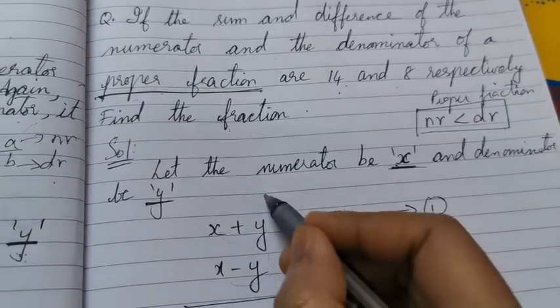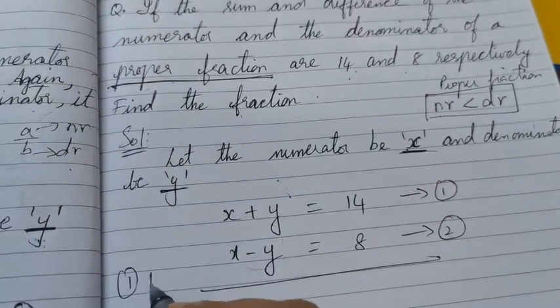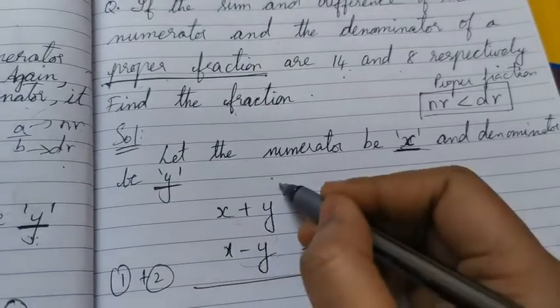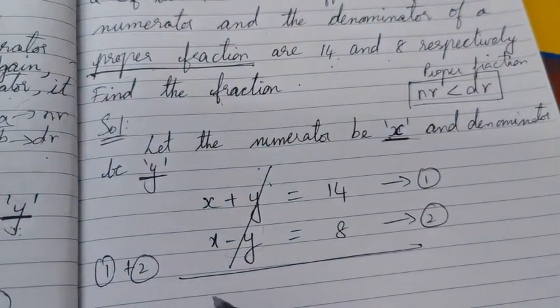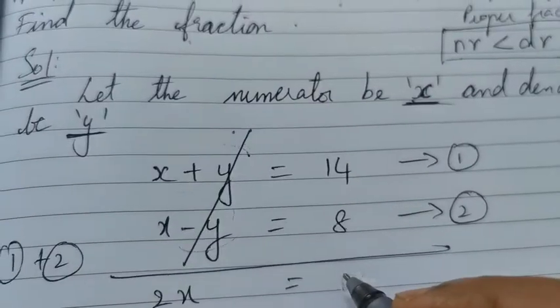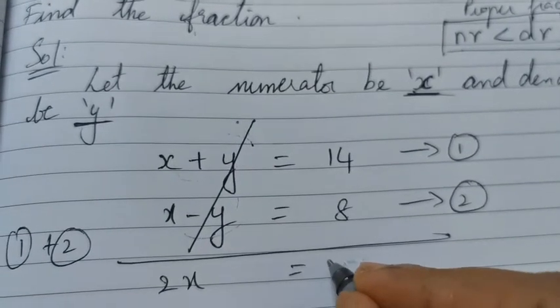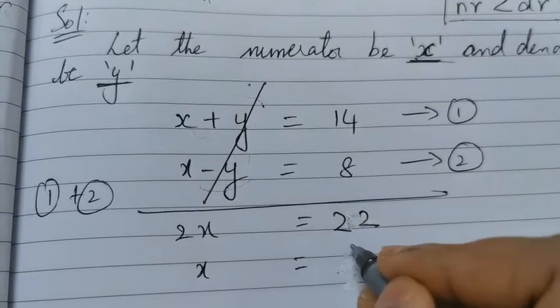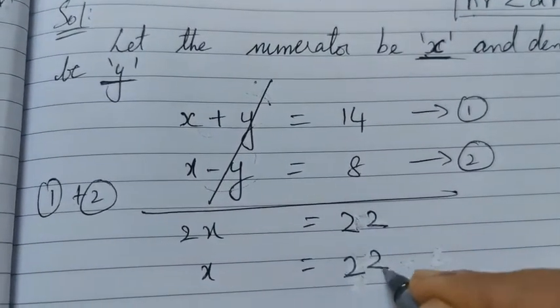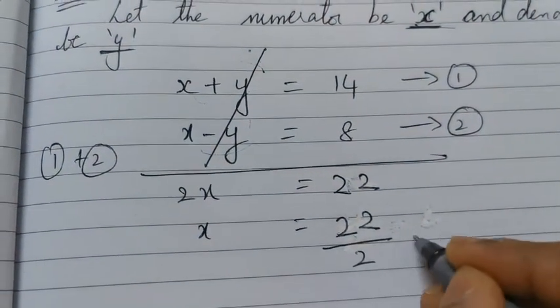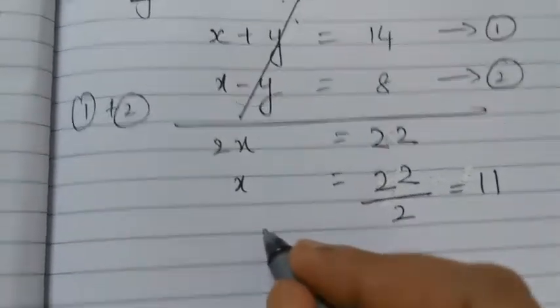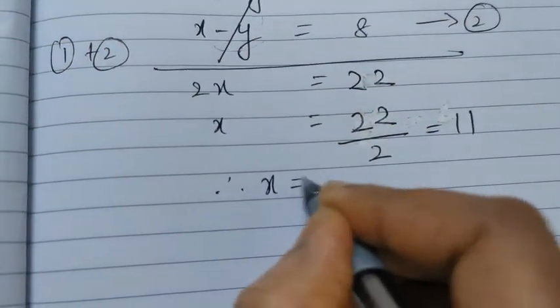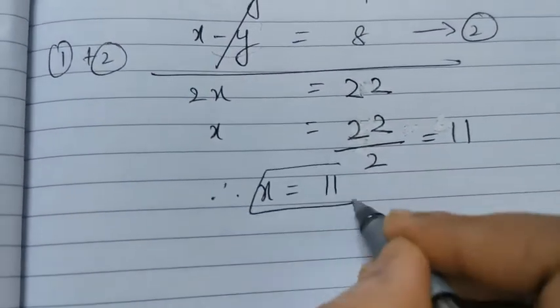So I add 1 and 2 so that this will be cancelled and I get 2x equal to 22. 14 plus 8 gives me 22. Therefore, x is equal to 22 by 2, which is equal to 11. Therefore, the value of x is equal to 11.